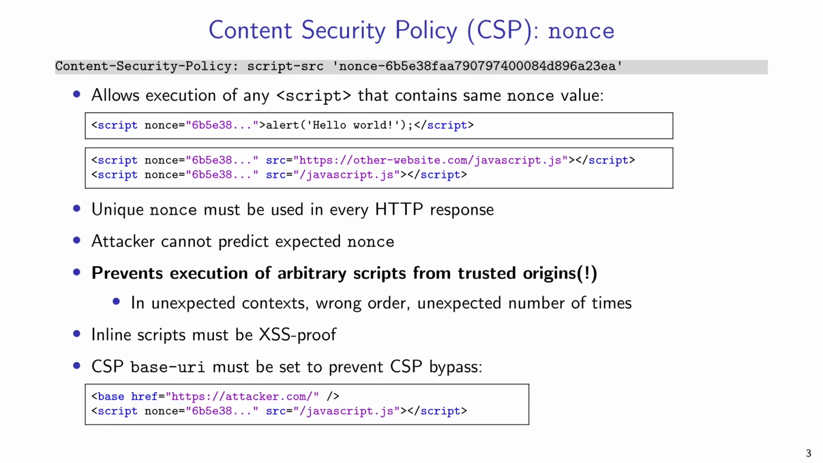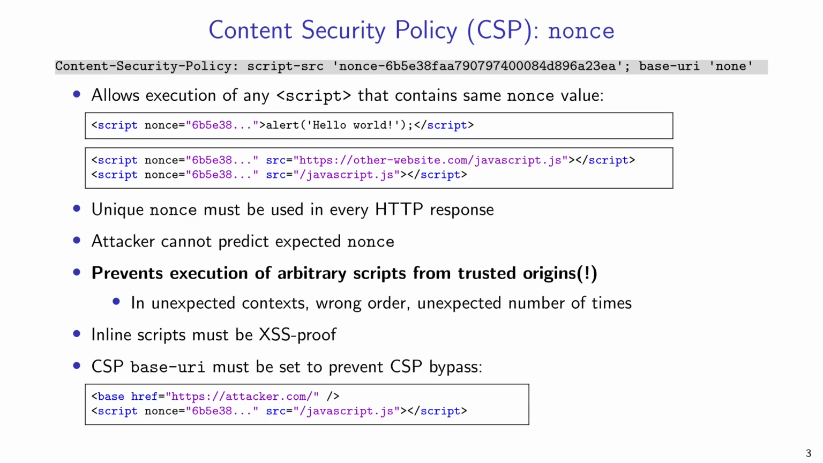Here's an example. So if an attacker can inject such an HTML base tag, the result will be that this script here will be loaded from the attacker.com website, enabling the attacker to execute arbitrary JavaScript. To prevent this, we can specify the base URI directive here, which will instruct the browser to ignore base tags that do not match the origin specified here in the header. Anyhow, to summarize, from a security perspective, this nonce mechanism is the best approach to whitelist the execution of authorized scripts.